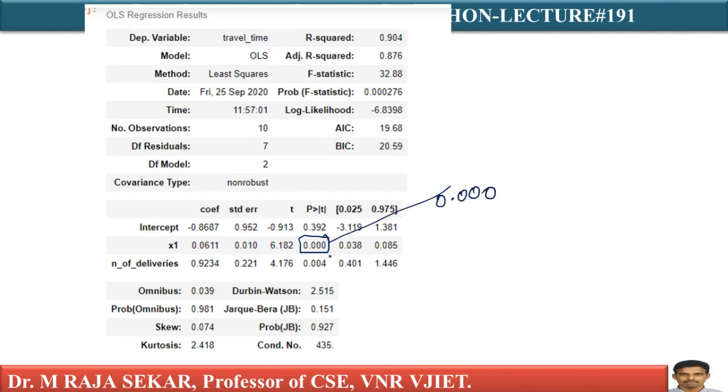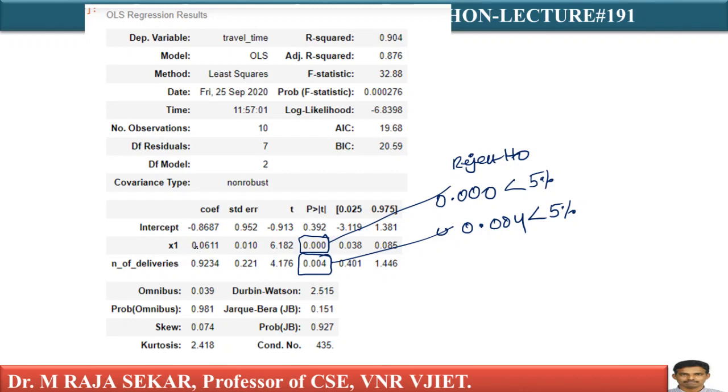Again, what is the p-value for number of deliveries? The p-value for number of deliveries is 0.004, isn't it? It is less than 5%. This one is also, as I am assuming my level of significance is 5%. Therefore, what does it mean? Reject H naught. Reject H naught in the case of x1, and even in the case of x2.